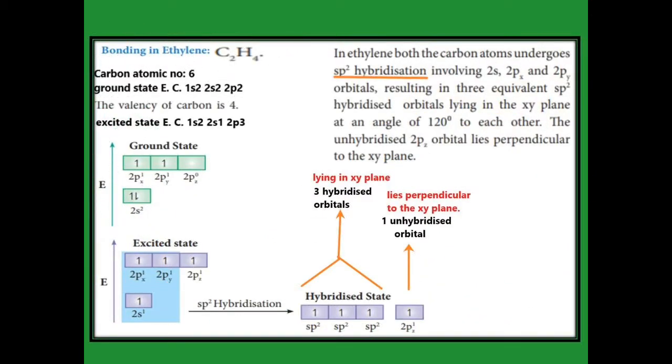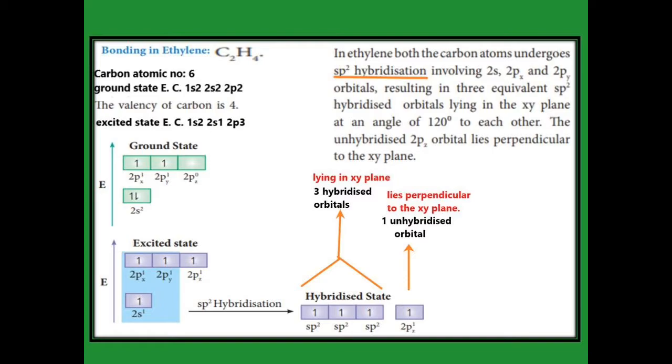Now we are going to see the bonding in ethylene. Ethylene formula is C2H4. In C2H4, the central atom is carbon. Carbon atomic number 6. Ground state electronic configuration is 1s2, 2s2, 2p2. The valency of carbon is 4. In the excited state, one of the electrons from the 2s orbital goes to the 2p orbital. Now see the ground state of carbon given in green color. Ground state means 2s2, 2px1, 2py1. And the excited state means one of the electrons from the 2s orbital goes to the 2pz orbital.